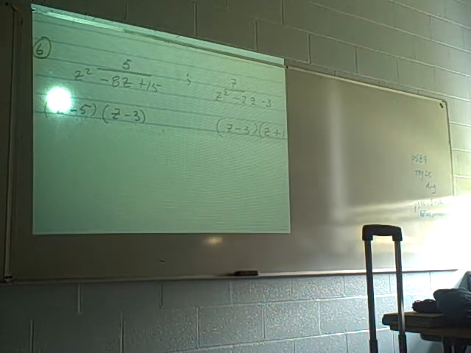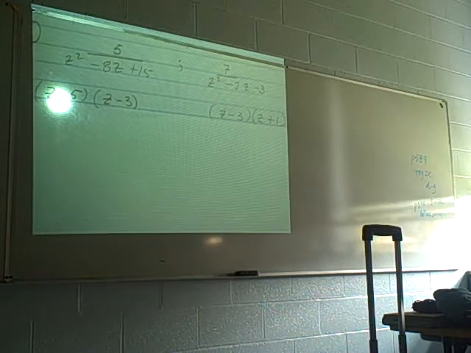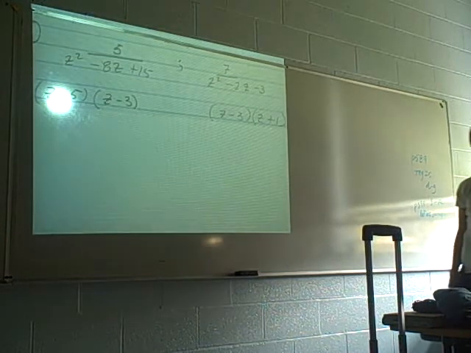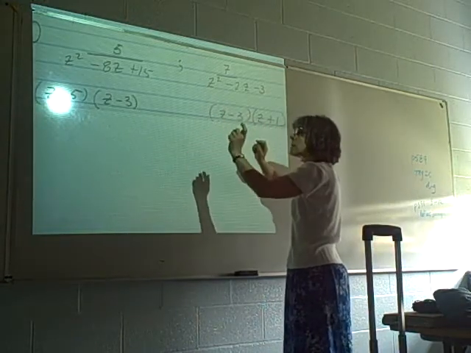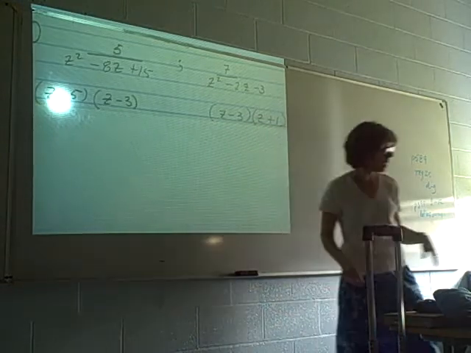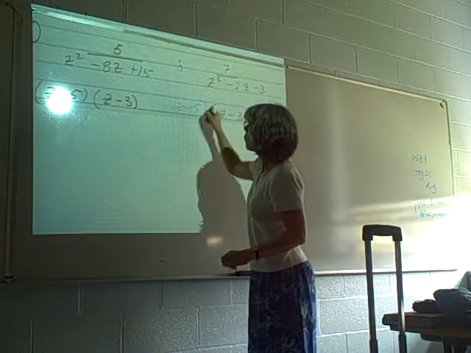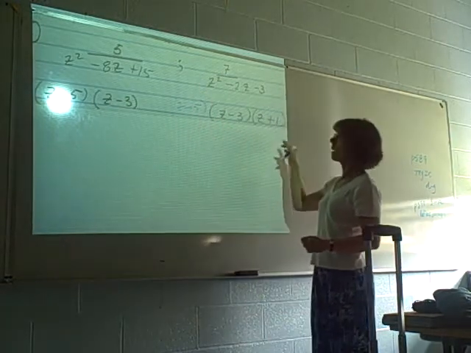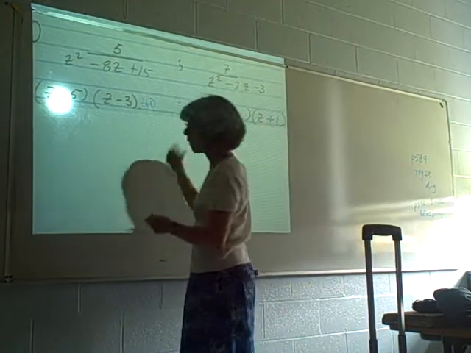Okay, so let's look at what we have for factors. Would you agree that it would be z minus 5, z minus 3, and z minus 3, and z plus 1? So they both have z minus 3. That one has a z minus 5, this one doesn't. So what do I need to add to this side? Z minus 5. And what do I need to add onto the other side? Z plus 1. Okay?